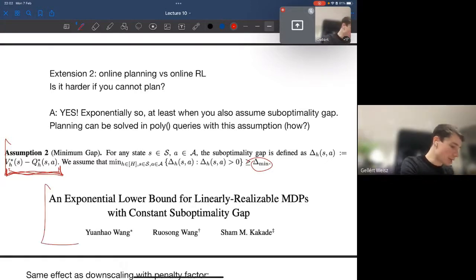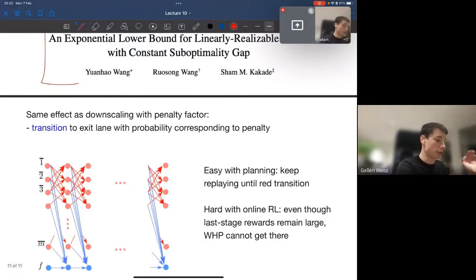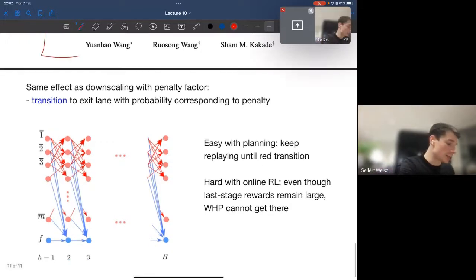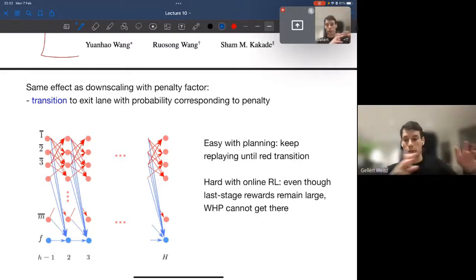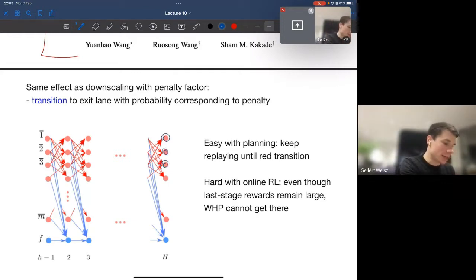This is work done by these lovely people, and what they found is that what we did with downscaling, you can do with transitions to the exit lane. Here in the blue, you're transitioning things to the exit lane with a probability that you can think of as corresponding to the penalty factor that we had. The reason this makes things hard is that if you have a planner, then you can keep transitioning until you see a red transition, and then you keep going on the reds, and you end up at the last stages, and then you measure the rewards, and then you learn, and that's great.